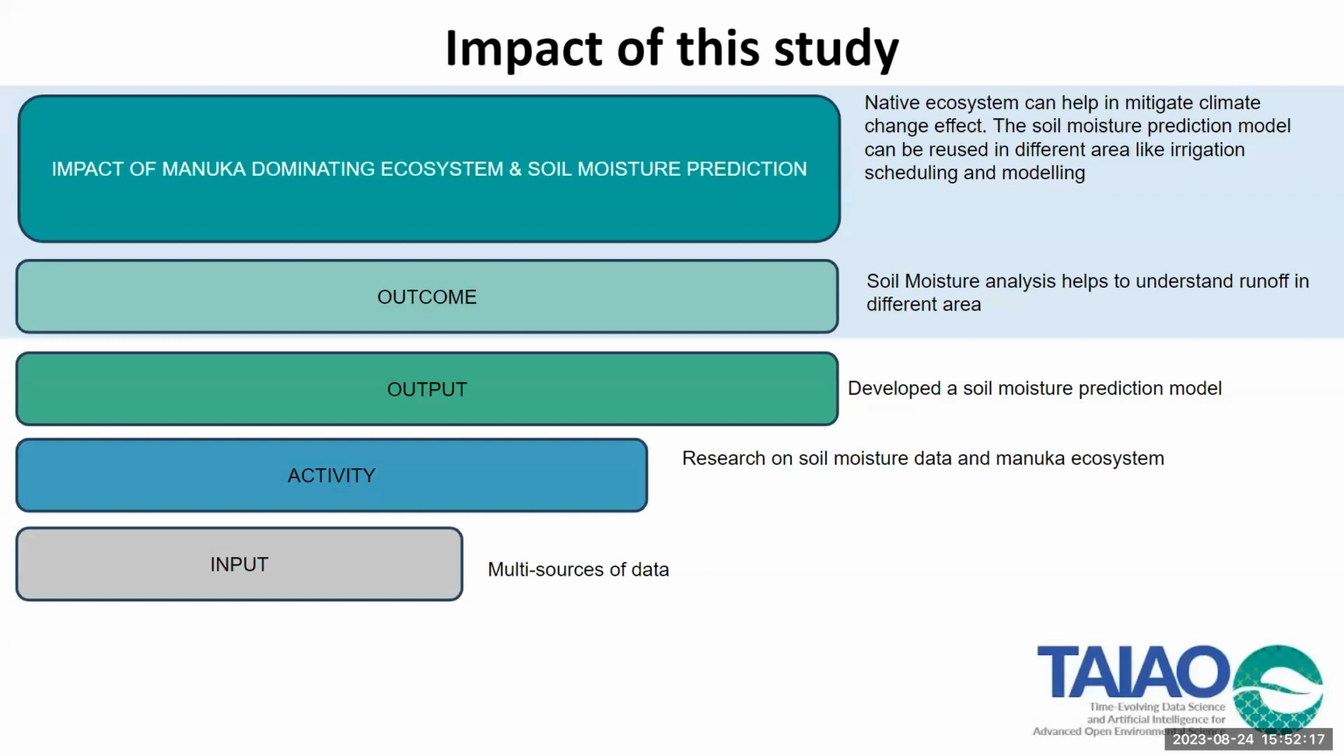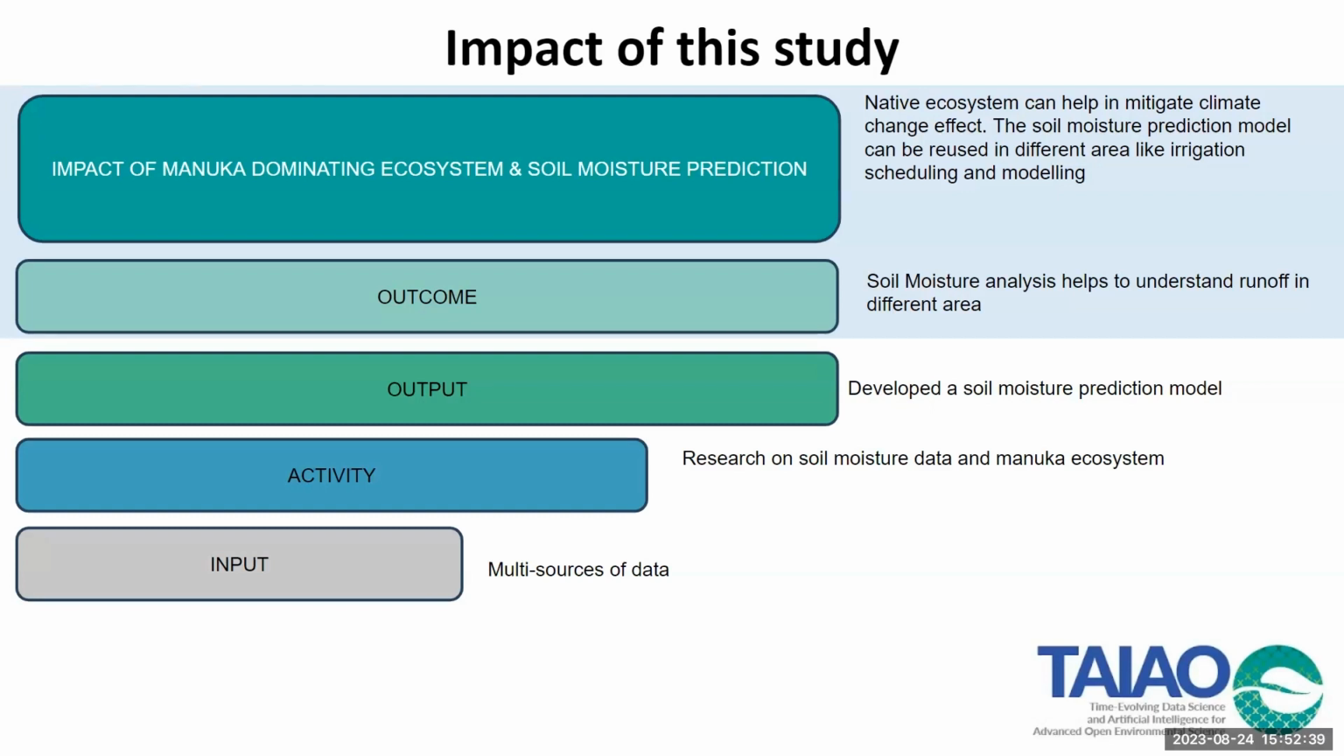As for the impact of this study, we're using multiple sources of data. We're doing research on soil moisture data and the manuka ecosystem, and we developed a soil moisture prediction model. The outcome of this study, the soil moisture analysis, helps us to understand how we can reduce the runoff and how we can reduce the soil loss.